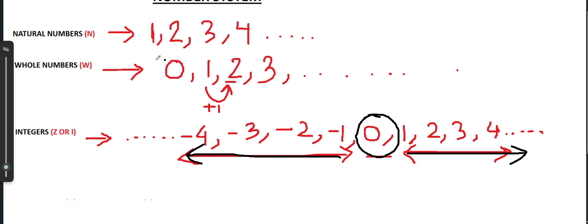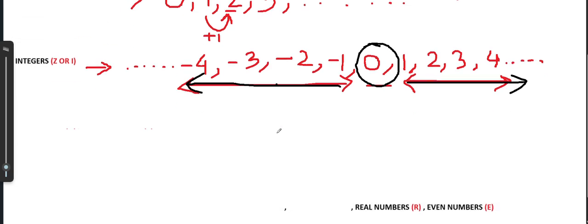But in natural numbers, we can definitely say that we do have a smallest value, which is 1. In whole numbers, we do have a smallest value, which is 0. But neither natural numbers nor whole numbers have a greatest value because they have infinite numbers on the positive side. Integers, unlike natural numbers and whole numbers, do not have any smallest value, nor any largest value. So that is about the integers.